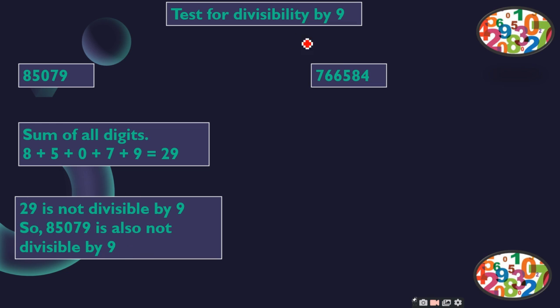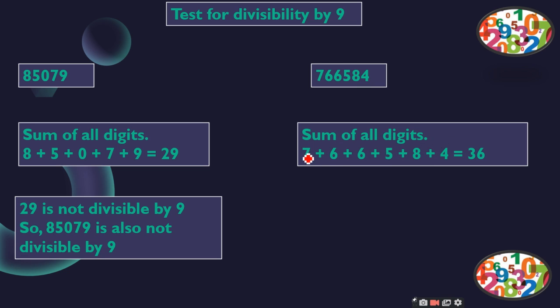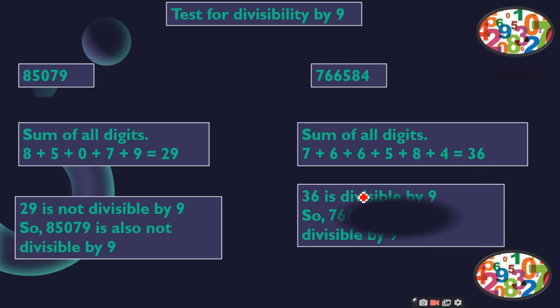Now we have another example. 766584. Let's take the sum of the digits. 7 plus 6, 13. 13 plus 6, 19. 19 plus 1, 20. Now we have 4. 20 plus 4, 24. Now we have 6. So 24 plus 6, 30. Now we have 2 remaining. So 30 plus 2, 32. And 32 plus 4, 36. Now 36 is divisible by 9. So 766584 is also divisible by 9.